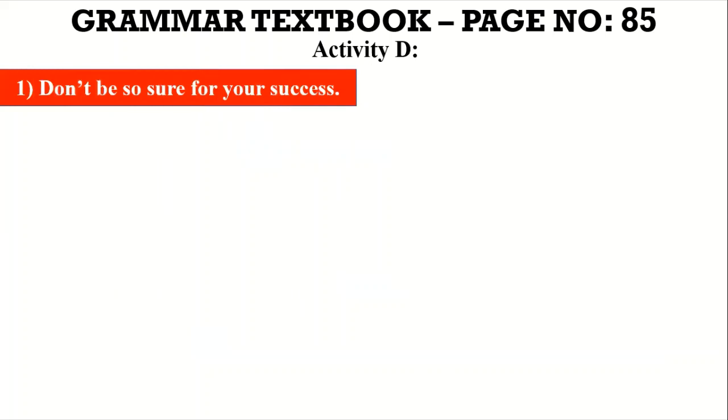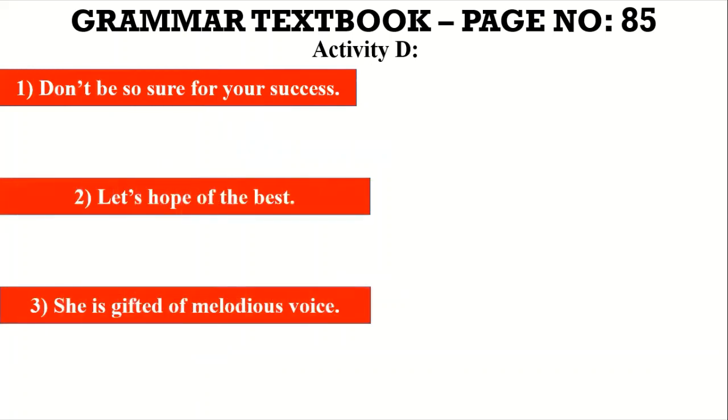Next, activity D, there are a few wrong sentences. Let's see if we can correct them or not. Now, do not be so sure of your success. Let's hope of the best. She is gifted of melodious voice. Is it correct according to you? So you put red to indicate that it is wrong. Okay, these are the wrong sentences. What is the mistake? Can you all find out?